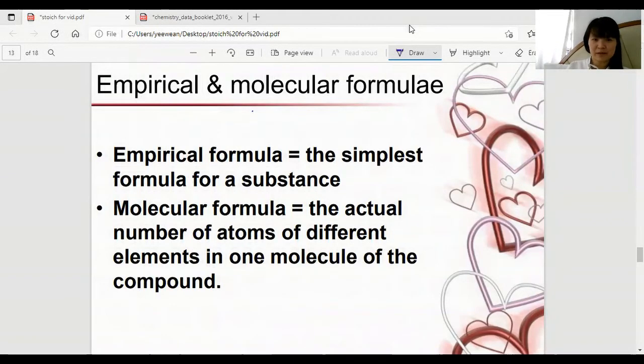Next, empirical formula and molecular formula. Empirical formula is the simplest formula. So for example, if I have butane, C4H10, the empirical formula would be C2H5. If we do a question and we found this C2H5, they might give us the actual mass of that compound. And from this C2H5, we can get the molecular formula.